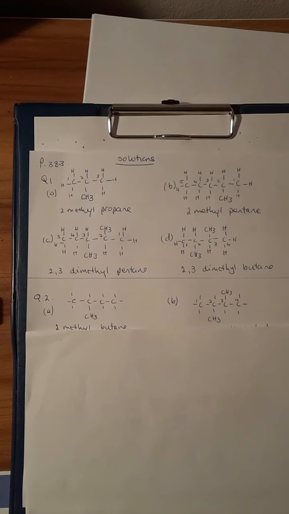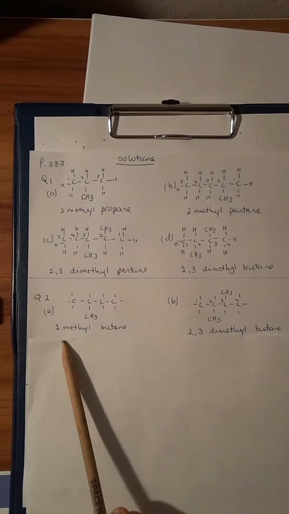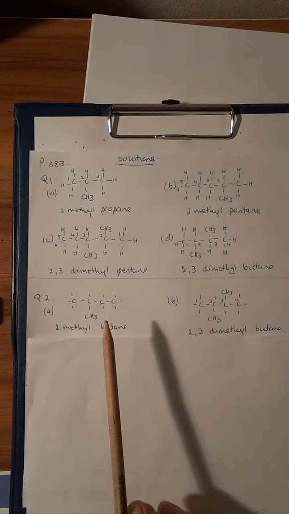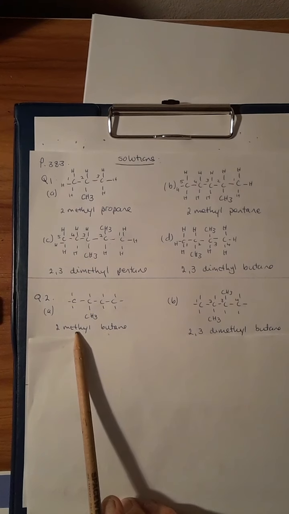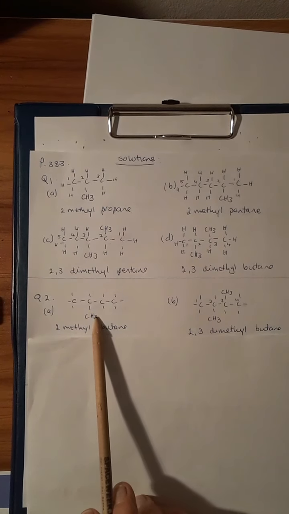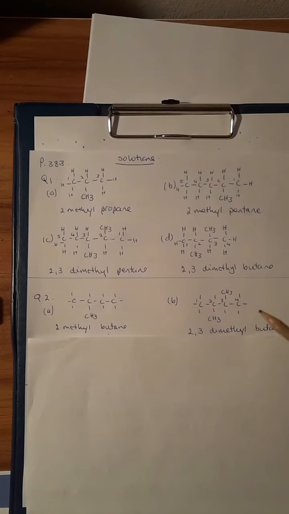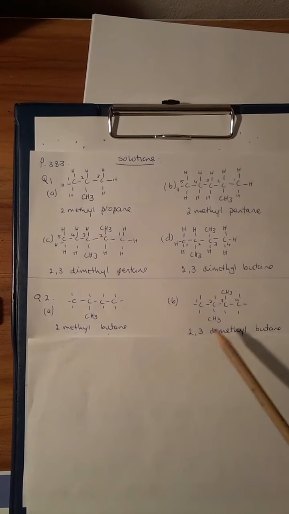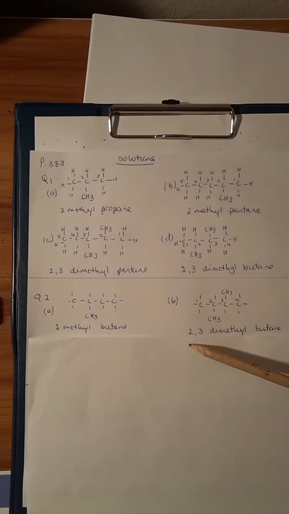Okay, question 2, you were given compounds and you had to draw them out. The compound you were given was 2-methylbutane. Butane means 4 carbons, 1, 2, 3, 4. On carbon number 2, you put your methyl substituent group. Part B was 2,3-dimethylbutane. Butane means a 4-carbon chain. Doesn't matter whether I number from the left or from the right, because either way there's a methyl group on carbon number 2 and a methyl group on carbon number 3.